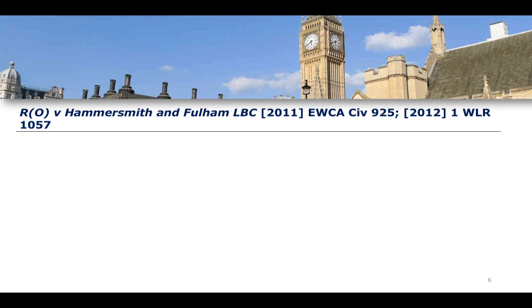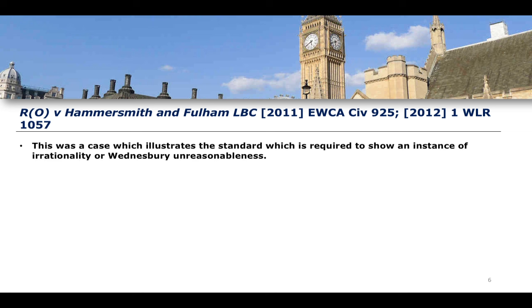In application of this principle, we can look at the case of R (O) versus Hammersmith and Fulham LBC. What this case does is illustrate the standard which is required to show an instance of Wednesbury unreasonableness and therefore an instance of irrationality. So note here that I just mentioned previously that there is quite a high standard. This case illustrates just how high that standard actually is.